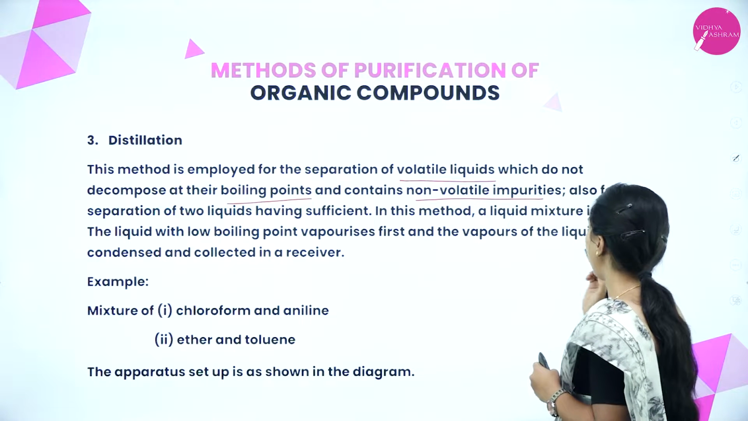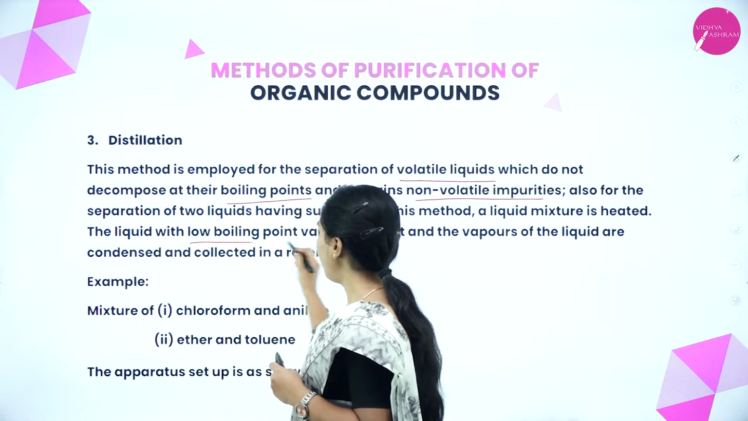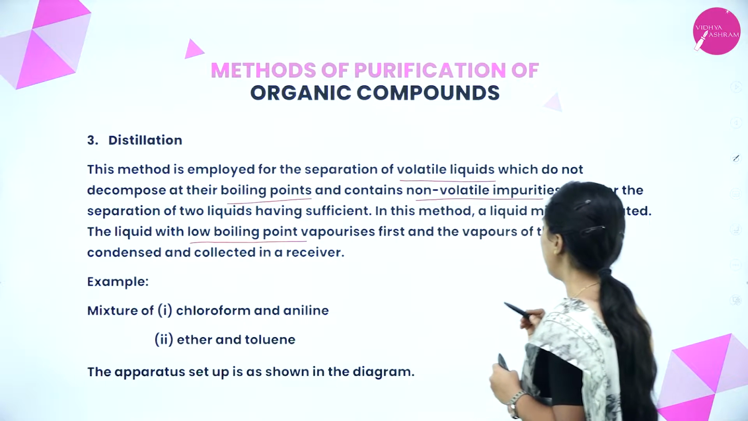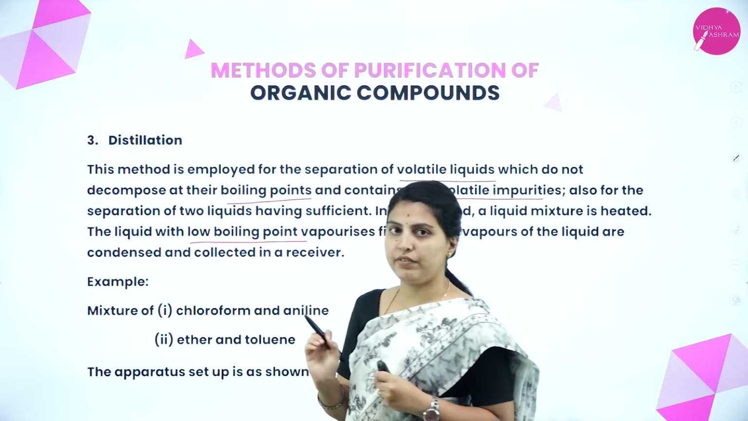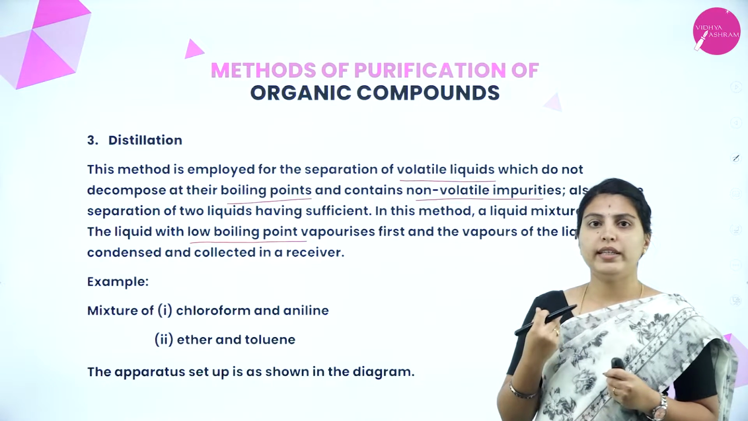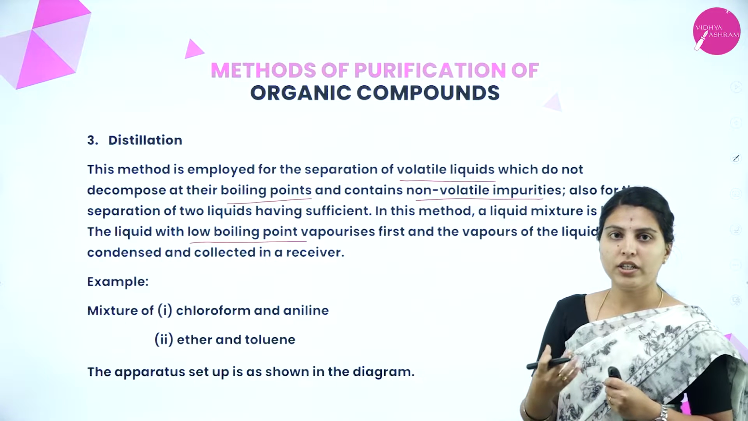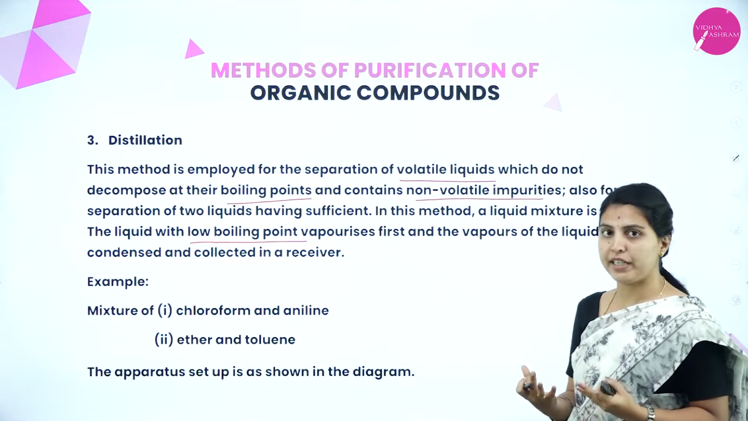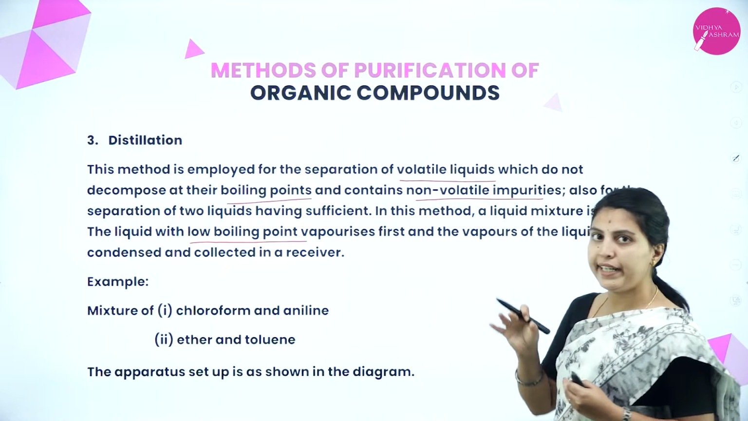In this method, a liquid mixture is heated. The liquid with the low boiling point vaporizes first. The vapors of the liquid are condensed and collected in a receiver. Here, two liquids or two solutions will be mixed, or if they are already mixed, they have to be separated. How can they separate? Because those are volatile liquids.